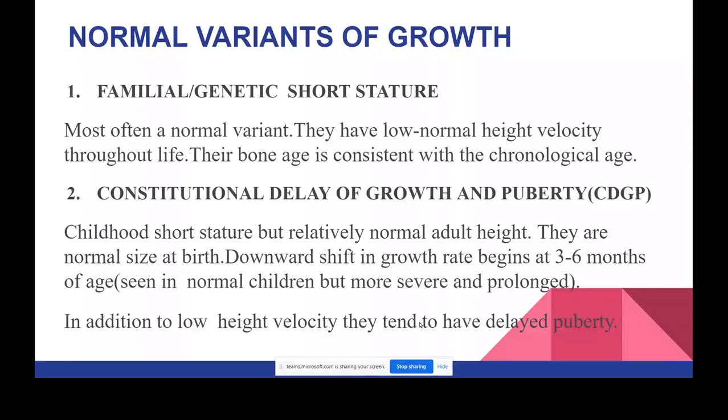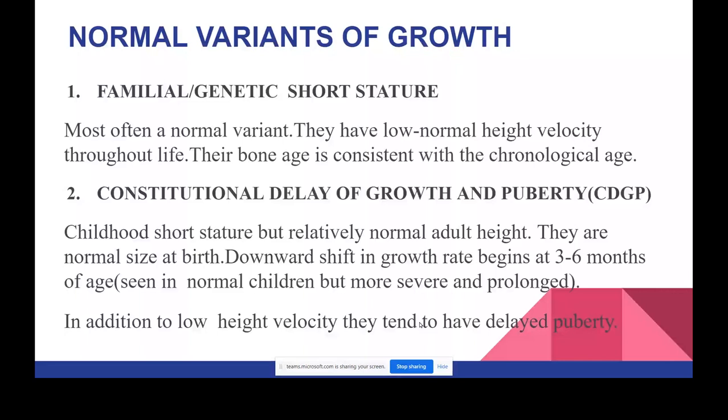The second entity is constitutional delay of growth and puberty, CDGP. This is what we see in day-to-day practice. We work up short stature, but most of our children end up being constitutional delay of growth and puberty. They have childhood short stature but relatively normal adult height. They are normal size at birth, with normal birth weight, but we witness a downward shift in the growth rate, usually around 3 to 6 months.